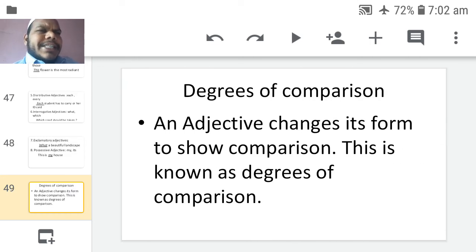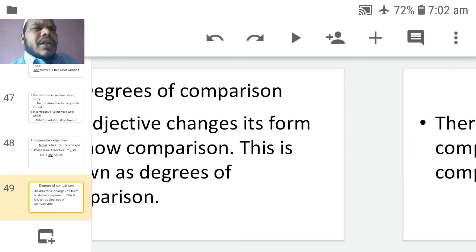As the adjective changes its form to show a comparison, this is also known as degrees of comparison. Degrees of comparison is a topic we will be discussing in detail in the coming classes. So it comes under adjective. Keep in mind, describing and comparing. An adjective changes its form to show comparison. This is known as degrees of comparison.